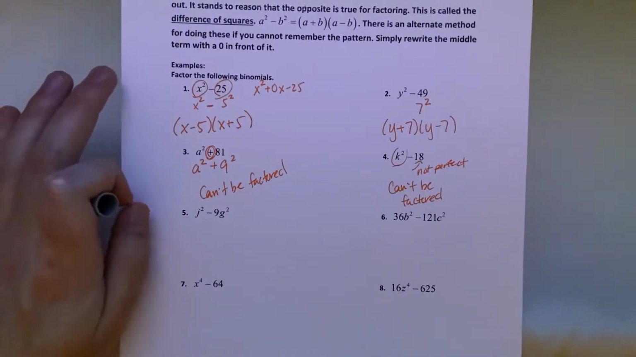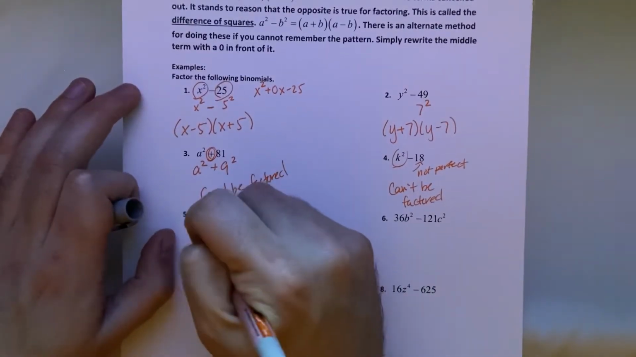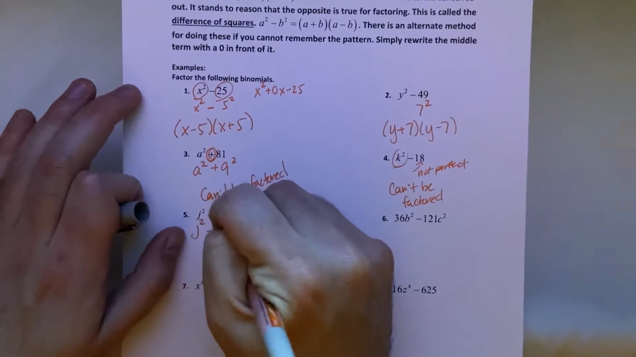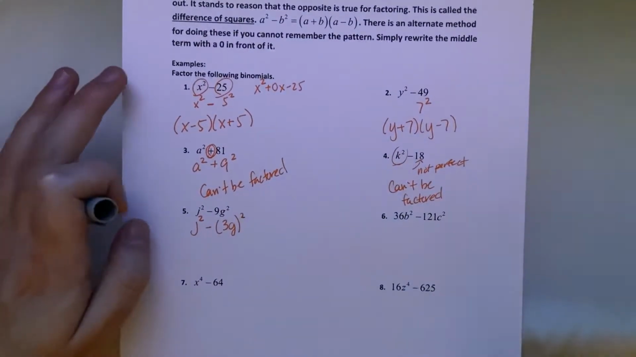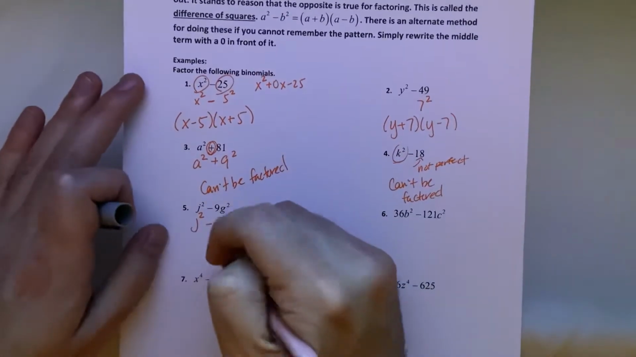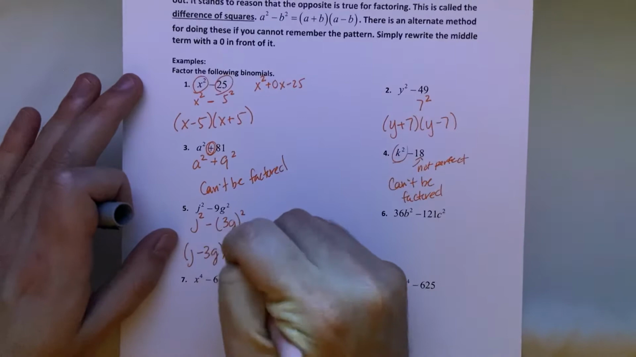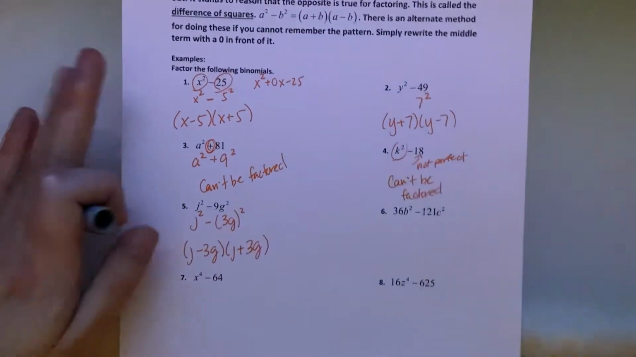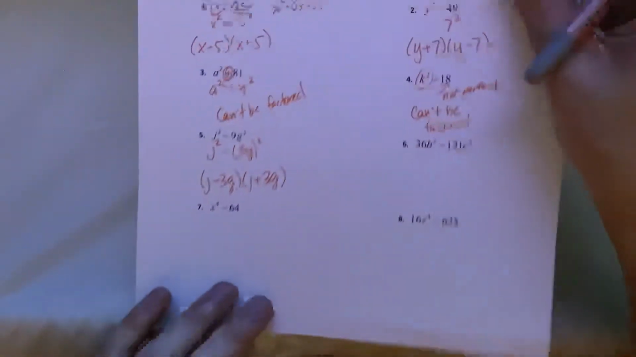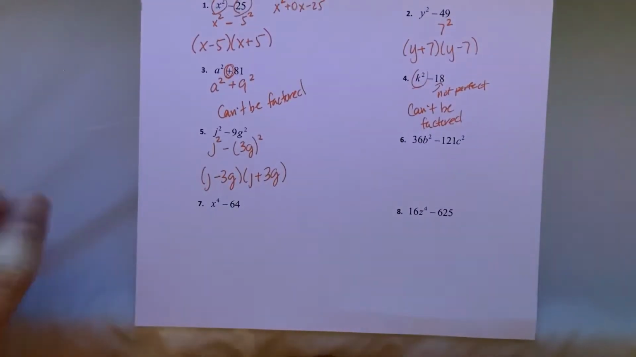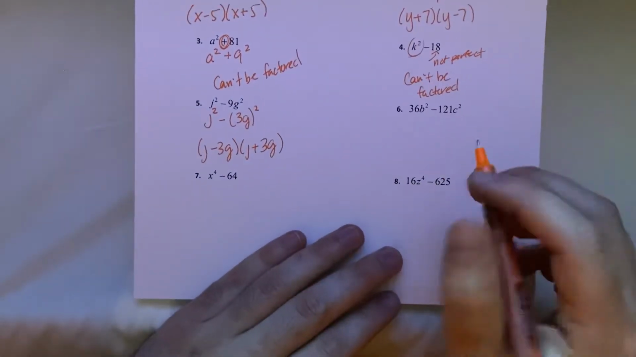J squared minus 9g squared, even though there are two variables, this is j squared and this is 3g squared, because 3g times 3g is 9g squared. So this whole thing is j minus 3g times j plus 3g. I'm going to leave number 6 for you to do, because it's like 5. I'm going to leave you number 7 because it's easier, and we'll talk about number 16.